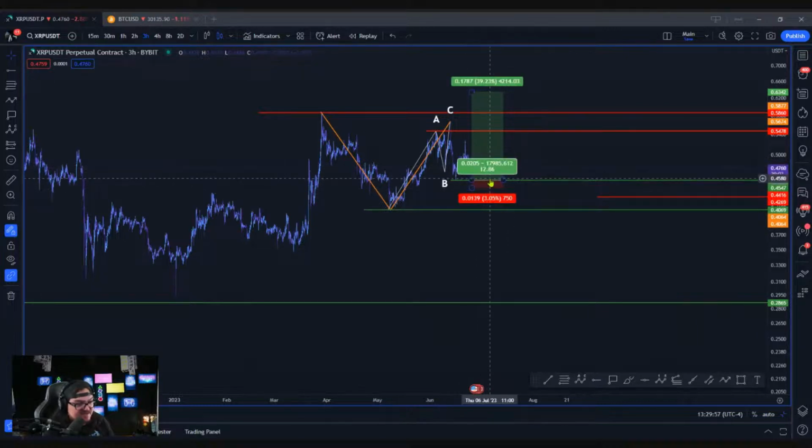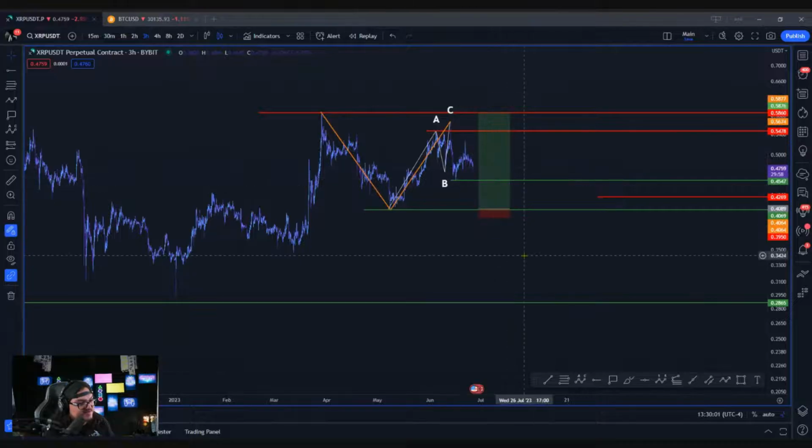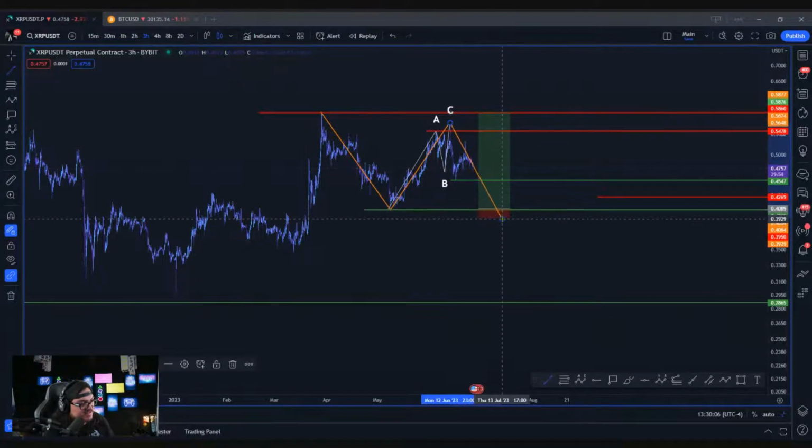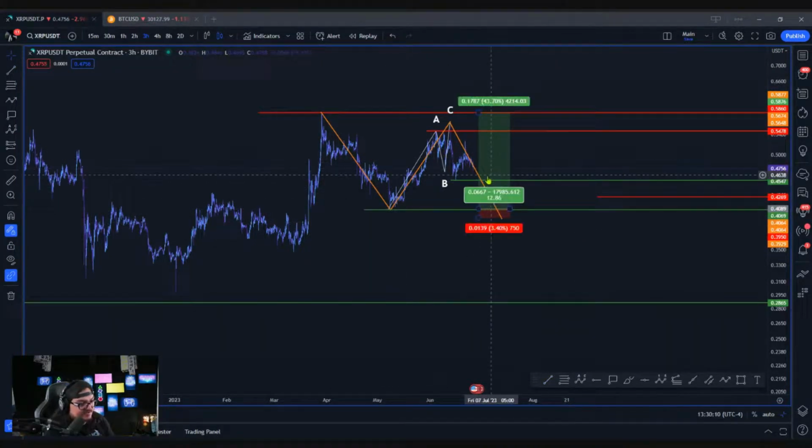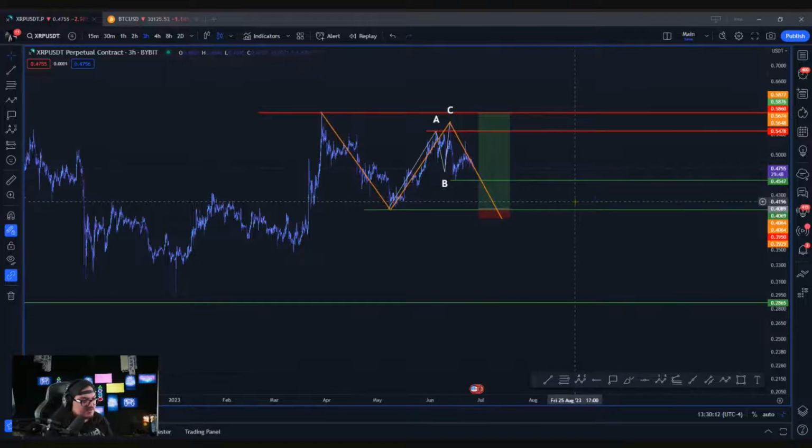If you want to hedge yourself here, you can. You don't have to. Just me personally, I would. I would also hedge myself down here as well, because this could turn into a larger ABC, and then we can reverse from here. So just keep that in mind. Those are potential hedge positions.